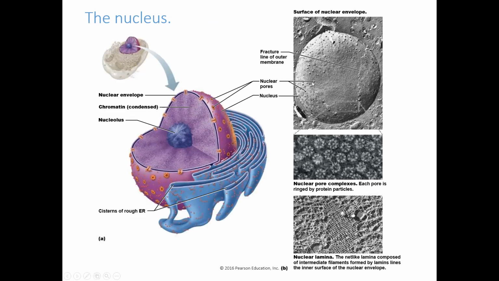There's what our surface looks like. All these little things are the pores. If you look at the pores up close, it looks sort of like flowers, but the middle of the flower is actually the opening. And then we see filaments that help give the nucleus its structure.